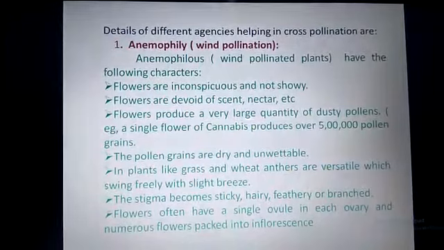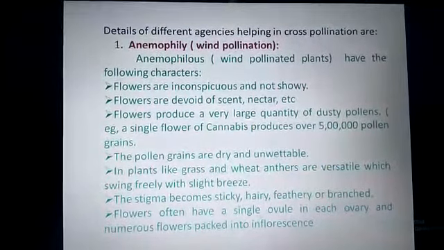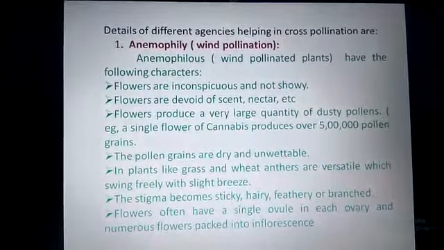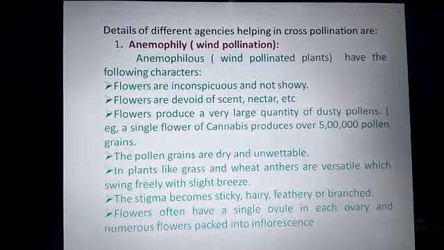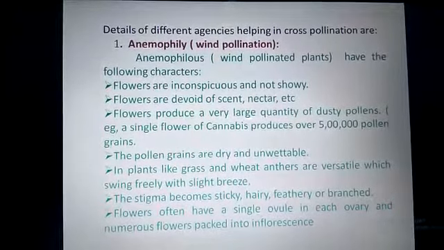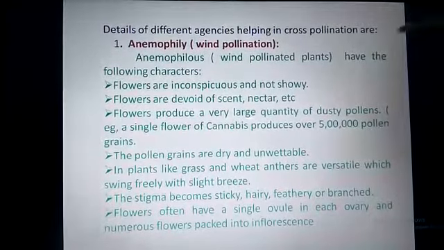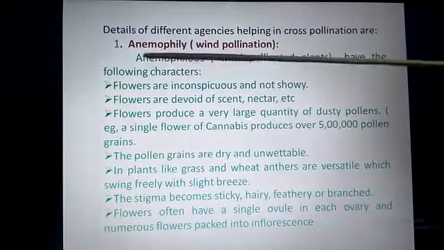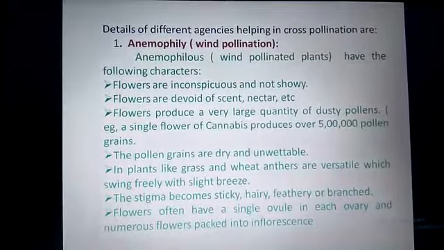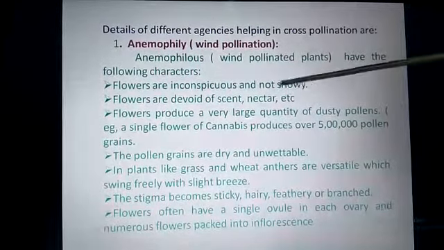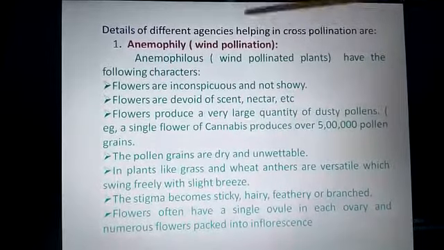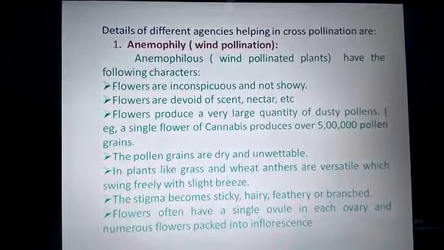Now let us go to details of different agencies helping in cross-pollination. Number one is anemophily, wind pollination. If the plant is pollinated by wind, then we call that plant anemophilous. Now anemophilous plants have the following characters to facilitate wind pollination.